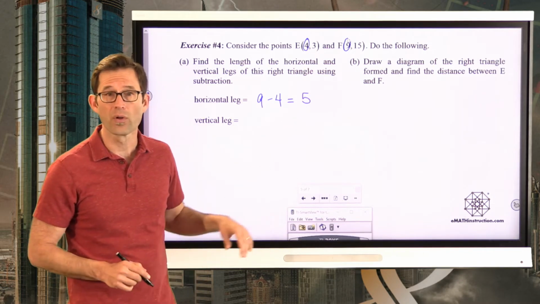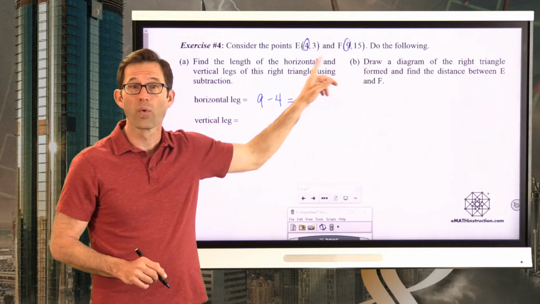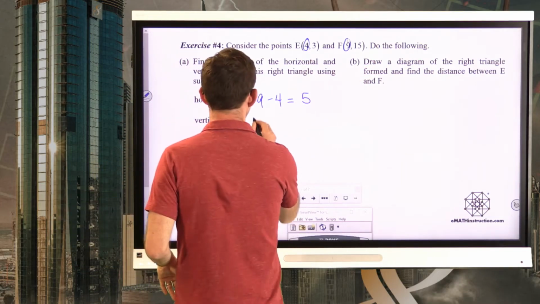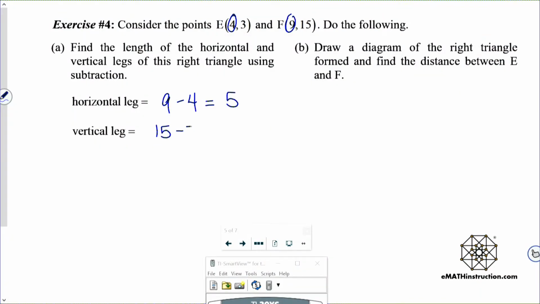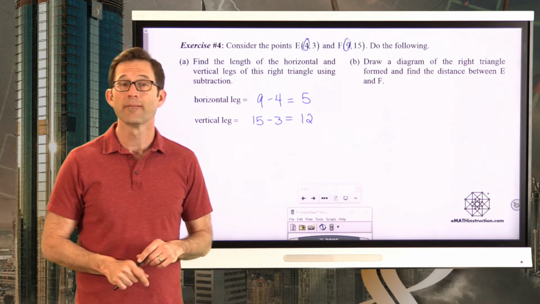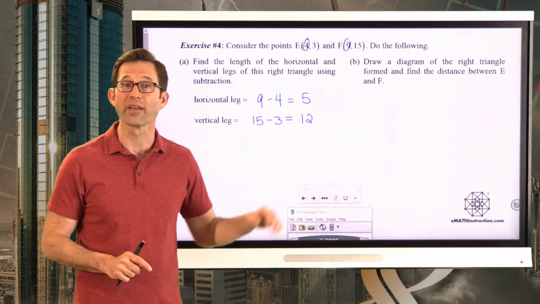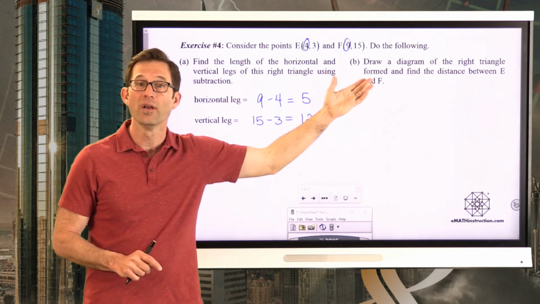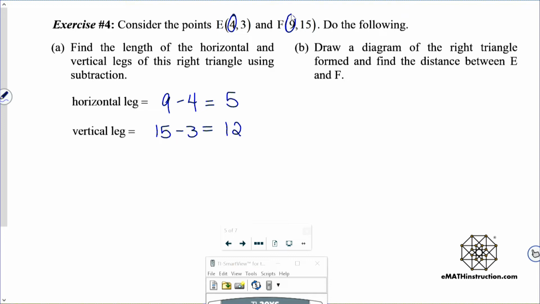Now to find the vertical leg, I'm going to take this y-coordinate and subtract off this y-coordinate. Again, how much distance is between those two coordinates? That's 12 units. And that now gives me my two legs, 5 and 12. Letter B. Draw a diagram of the right triangle formed and find the distance between E and F.